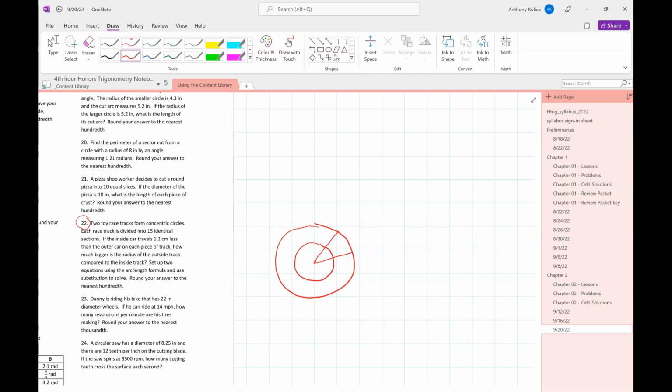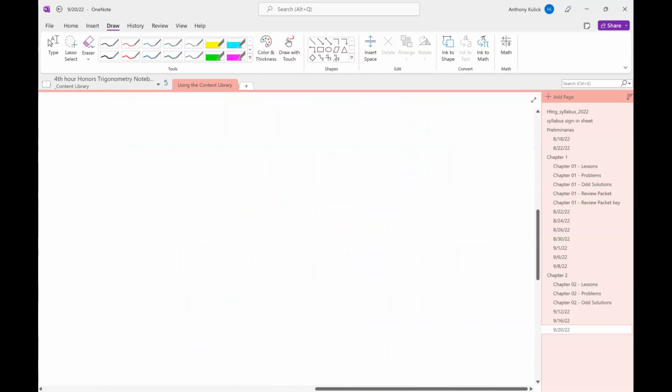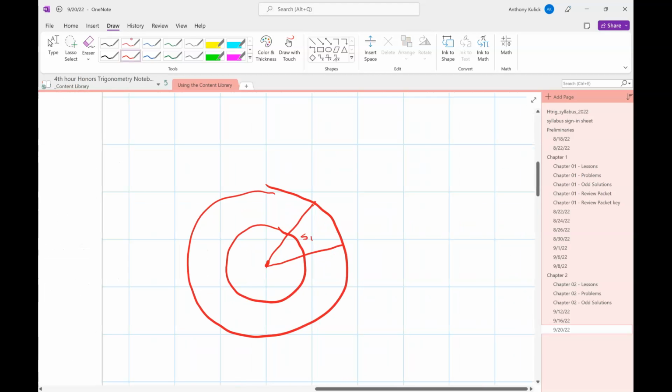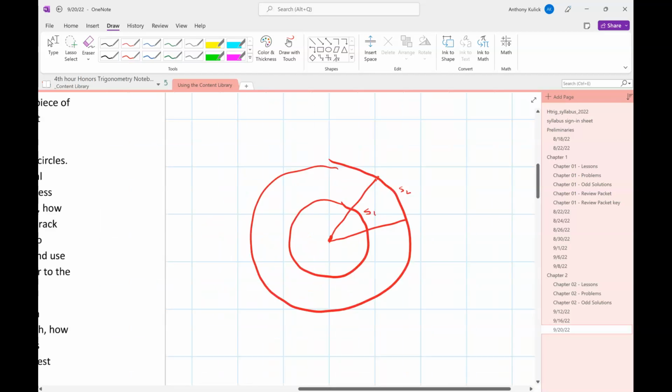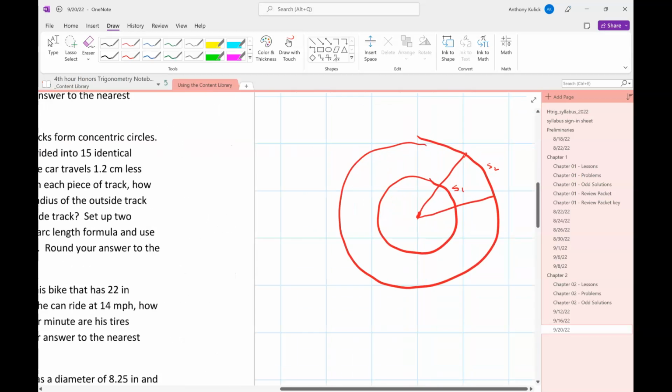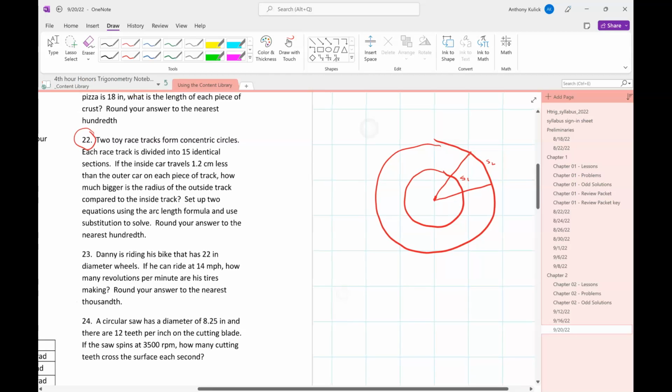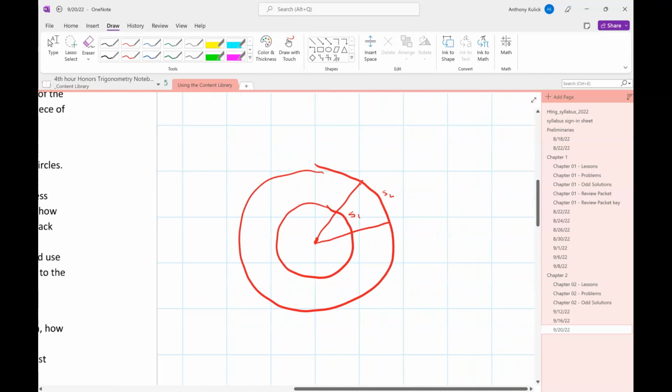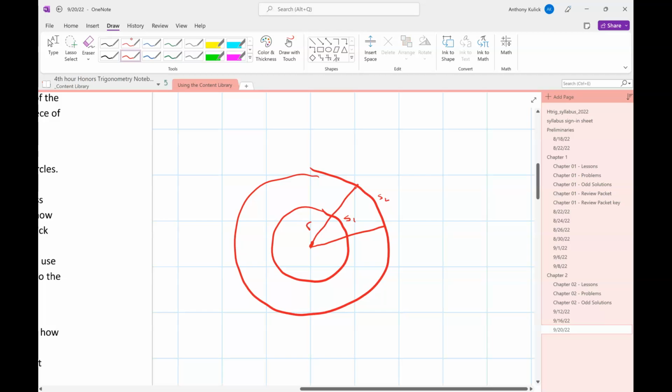It says, if the inside car travels 1.2 centimeters less than the outer car on each piece of track. So there we're talking about this length S1 and this length S2, we'll call them. Set up two equations using arc length formula, use substitution to solve, and so on. Okay. How much bigger is the radius of the outside than the inside? Okay. So R1, R2, and we have a theta here. Cool with the picture we've drawn?